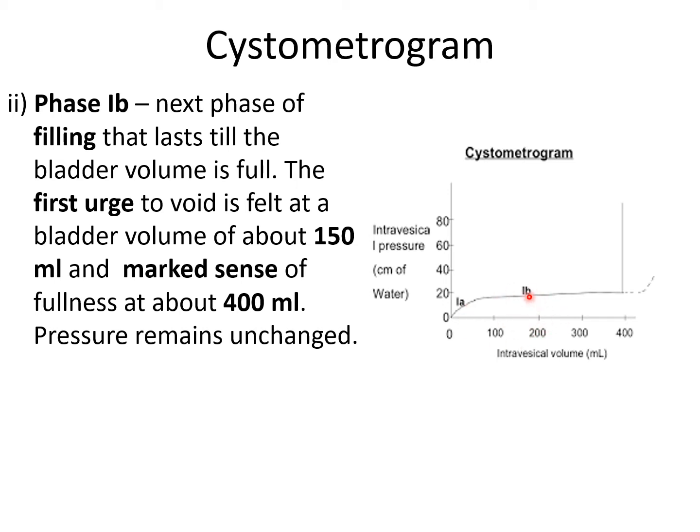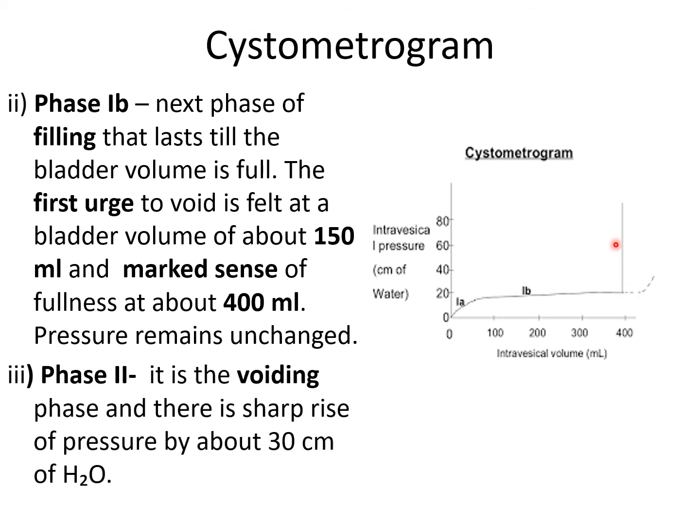Then there is further accumulation of urine. If the circumstances do not permit, or if we don't desire to void, we can hold micturition here and continue filling the bladder without changing the pressure. Then at nearly 400 ml of urine within the bladder, there is a huge rise in the intravesical pressure with almost no further change of volume. This is the third phase, where there is a sharp rise of pressure with little rise in volume, called phase 2, the voiding phase.